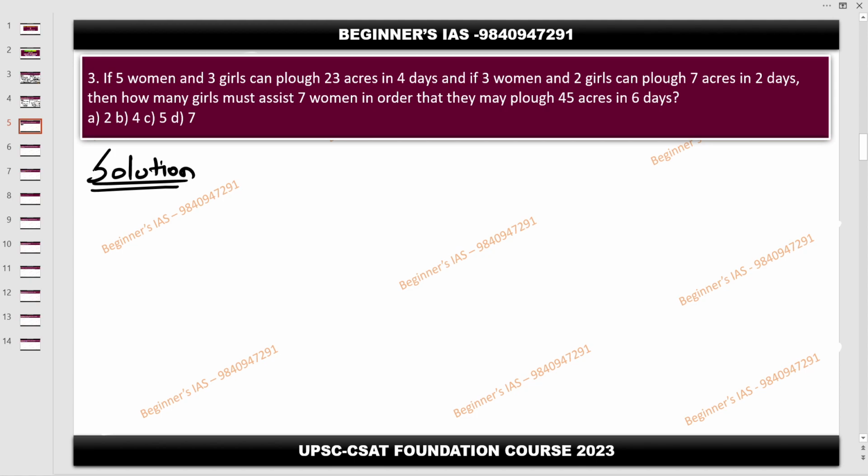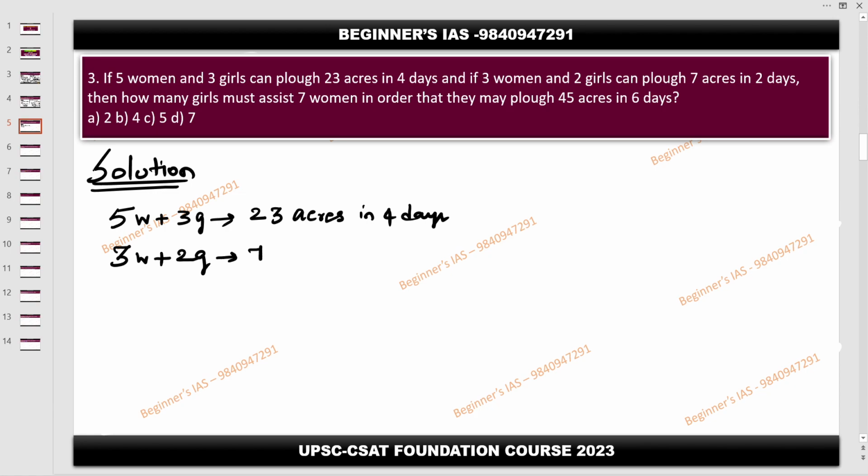5 women and 3 girls can plough 23 acres in 4 days. If 3 women and 2 girls can plough 7 acres in 2 days, then how many girls must assist 7 women in order that they may plough 45 acres in 6 days? So that is the question here. The question may look lengthy and confusing, but no. Listen carefully. The simple thing is to take the data here. 5 women plus 3 girls complete the work, which means ploughing 23 acres in 4 days. I am just considering the data only. 3 women plus 2 girls, 7 acres in 2 days.